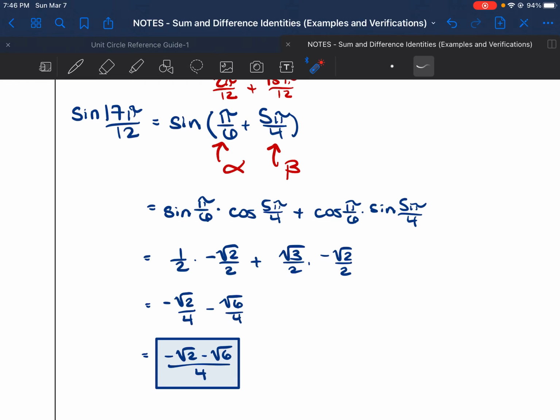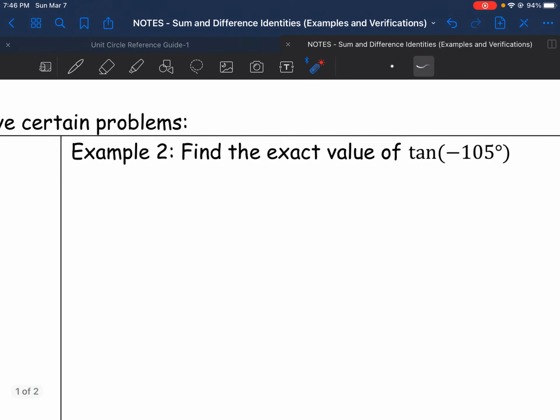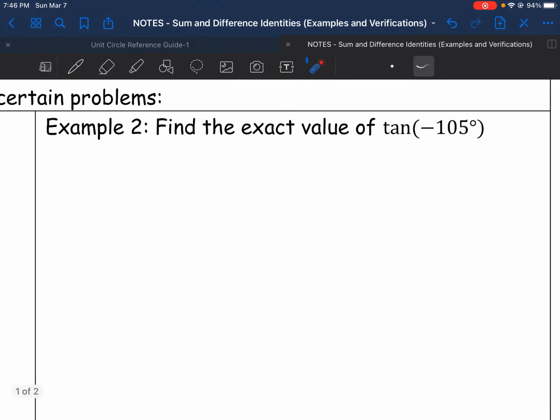Typically sine and cosine problems, when we're doing these sum and difference formulas, are typically easier, okay? Now let's look at an example of a tangent problem, which tends to be the more difficult problems just because of the algebra involved. So we want to find the exact value of tangent of negative 105 degrees. So tangent, negative 105 degrees.